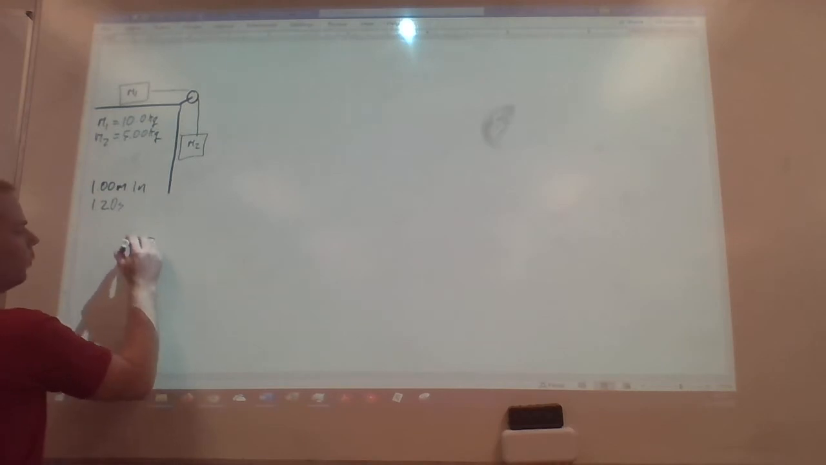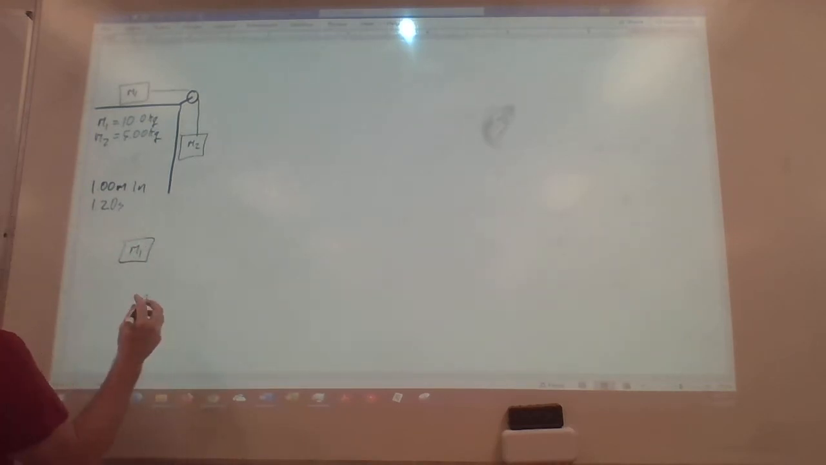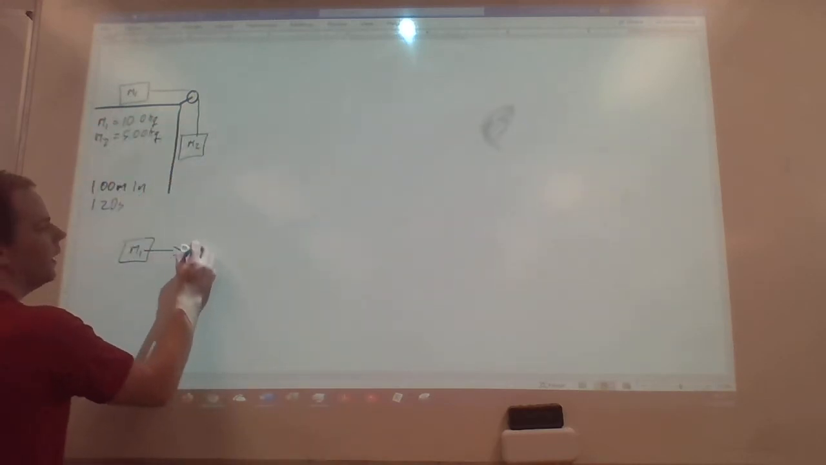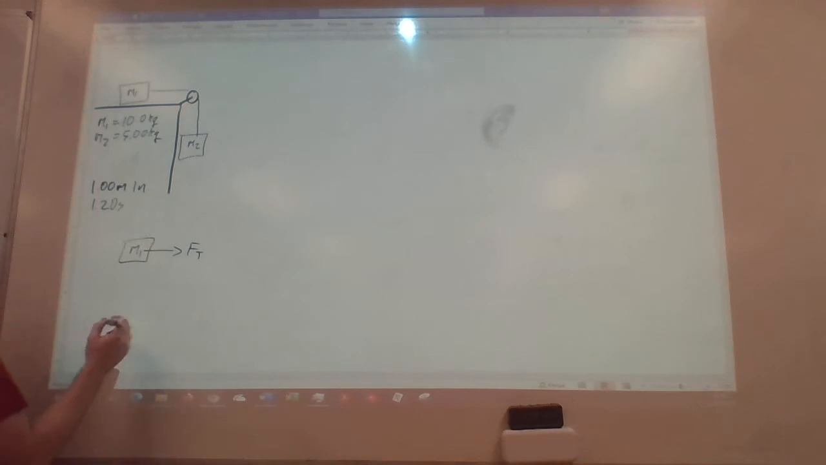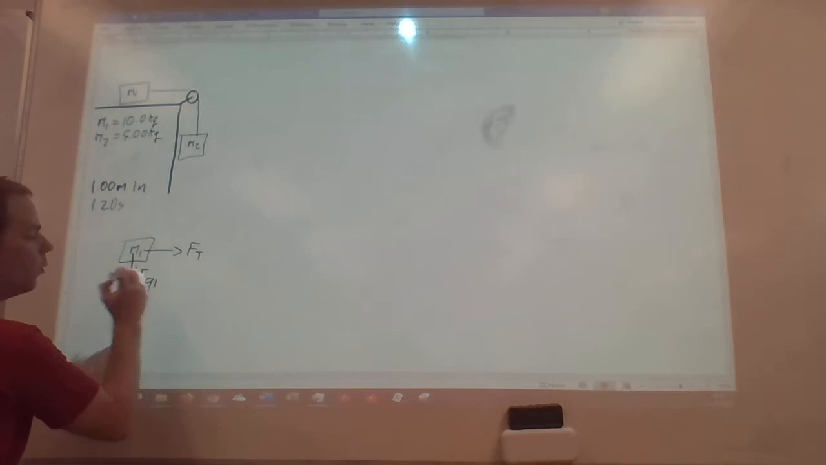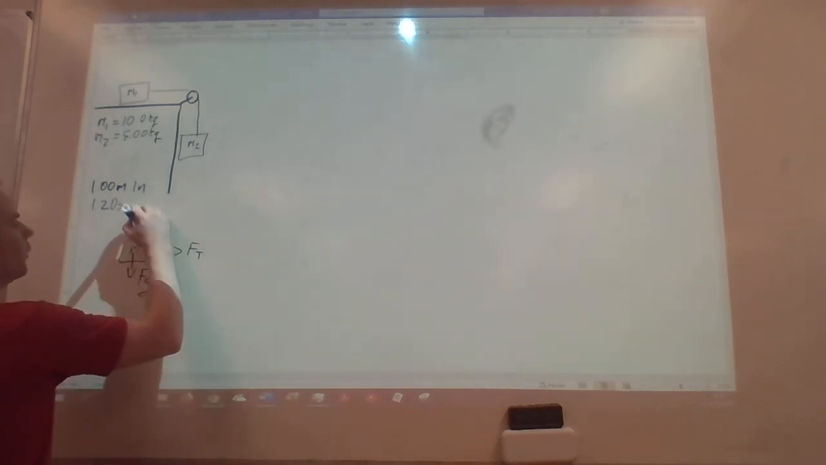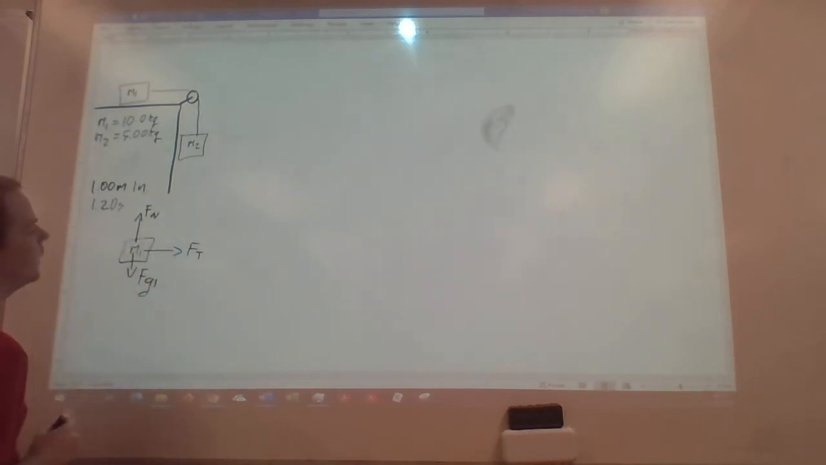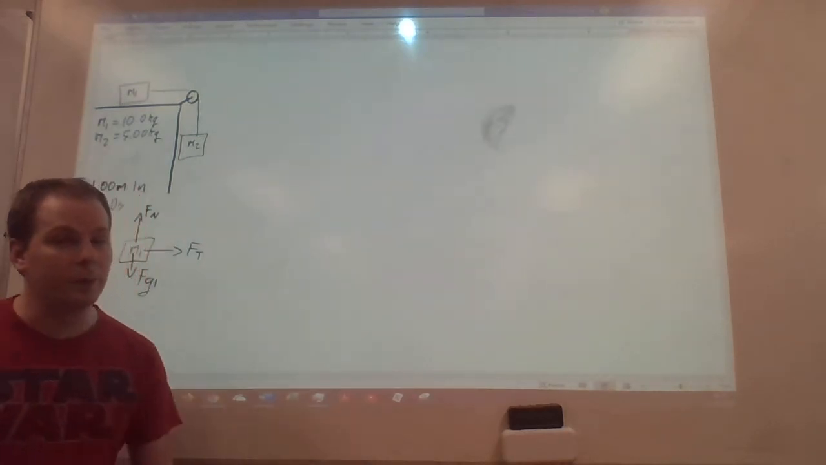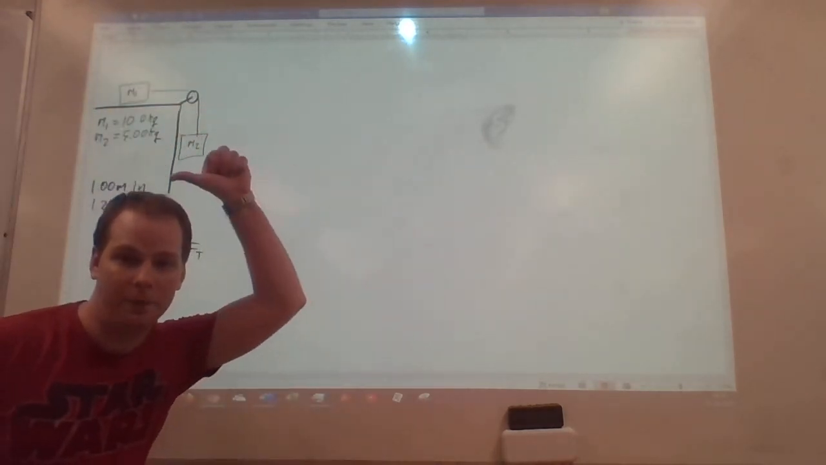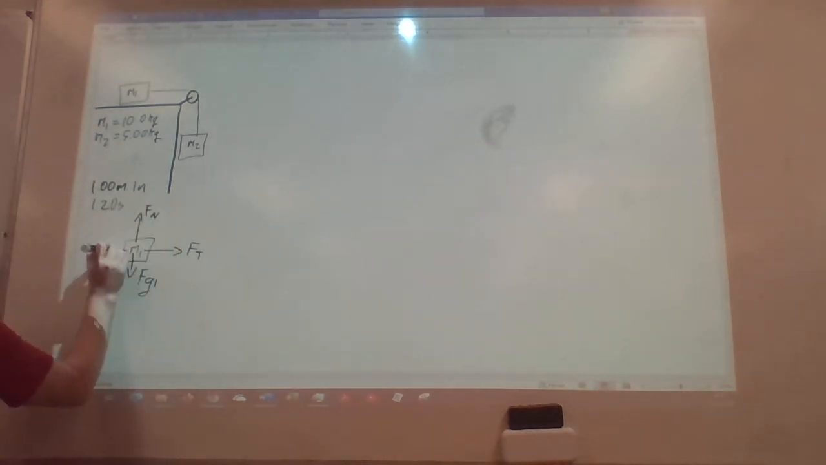First off, M1, we know that we have a tension force exerted to the side. So we have Ft coming this way. We have a weight force pulling down, Fg1. A normal force, because it is in contact with the table, there has to be a normal force going up, and because the problem is moving that way, there is a friction force exerted in the opposite direction. So there is a friction force this way.